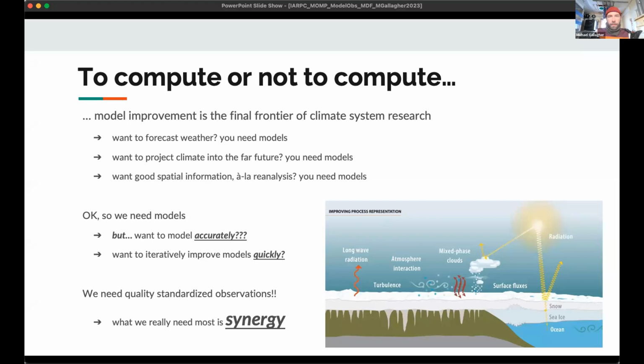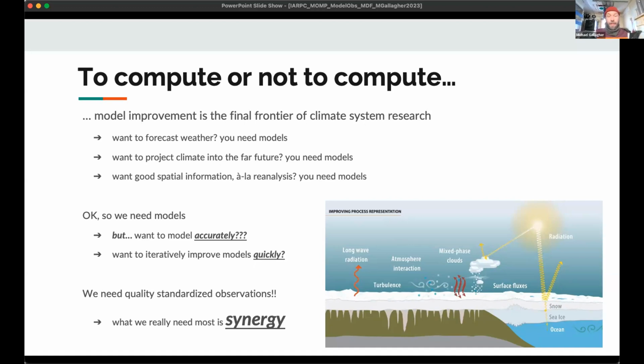So I'm coming less from the terrestrial perspective, and that was a really fascinating and enjoyable talk, and more from the atmosphere and climate perspective. The YOPP community worked a lot on improving the forecast models and climate models, in particular short-term improvements, so processes on the scale of minutes to hours, in order to improve forecasts for the local communities and other opportunities. And we all know that model improvement is kind of the final frontier for climate system research, because if you want to forecast, you need models. If you want to be able to project climate into the future and say something about melting ice sheets, you also need models. And if you want spatial information, like a reanalysis, you need good computational models.